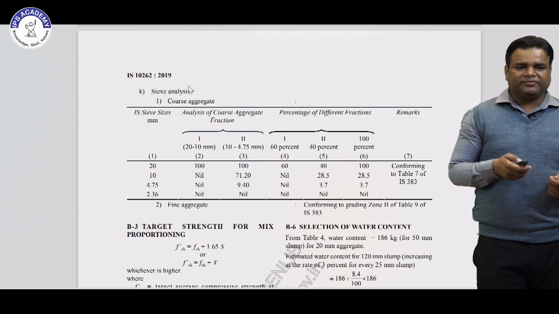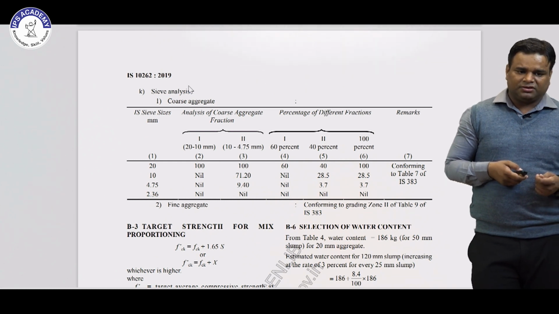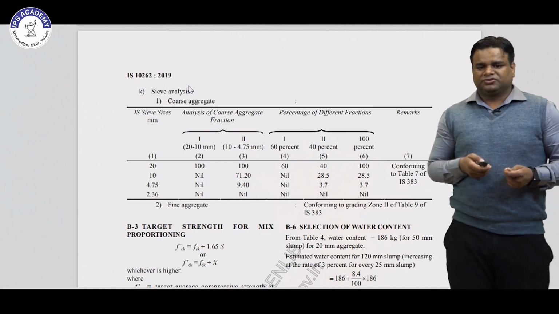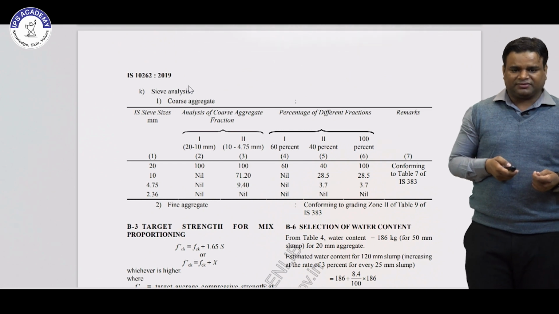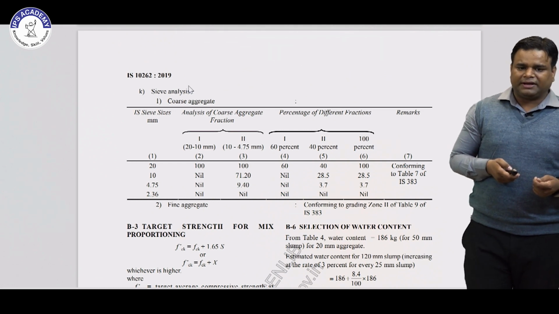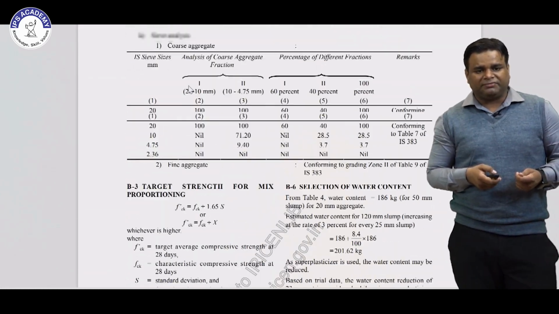Then this is the sieve analysis for coarse aggregate and fine aggregate. On the basis of sieve analysis, zone 2 for the fine aggregate is coming as per the table number 9383. Then these are the same steps we have used in the previous section.